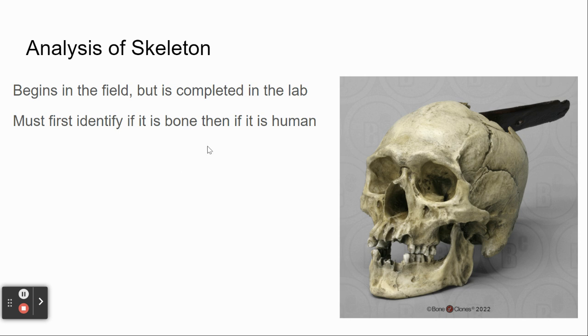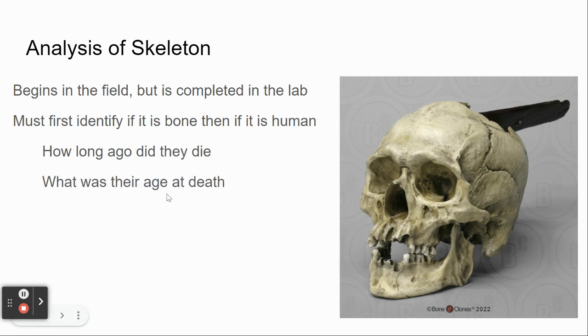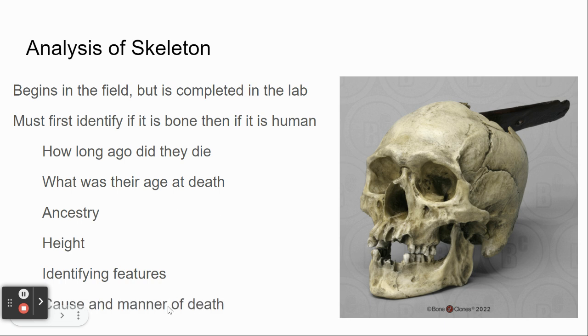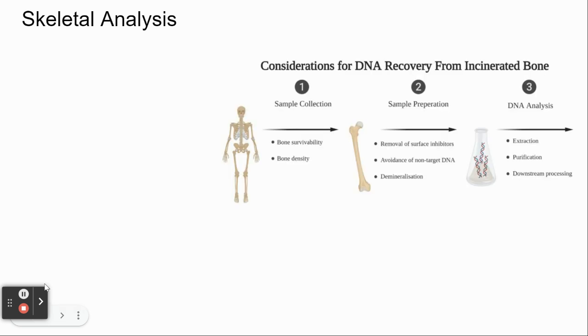All right, so identify if it's bone, then if it's human, and then from there you're going to go from there. So how long ago did it die? What was their age, ancestry, all of the things that we've talked about thus far. But cause and manner of death are also going to be very, very important.